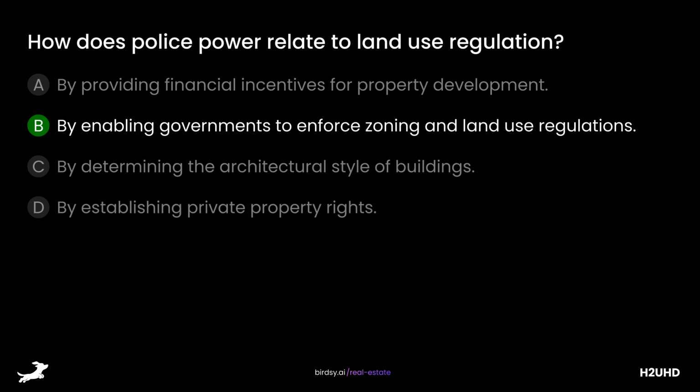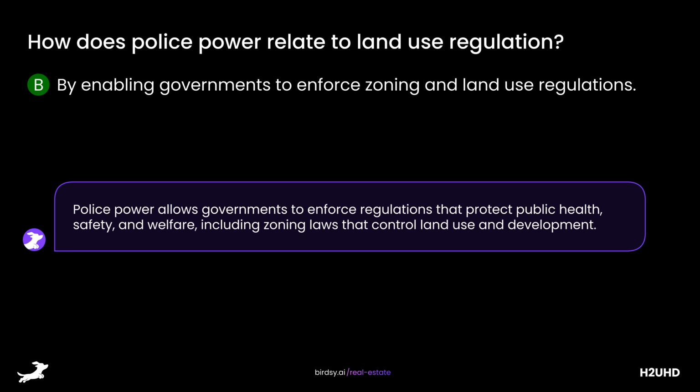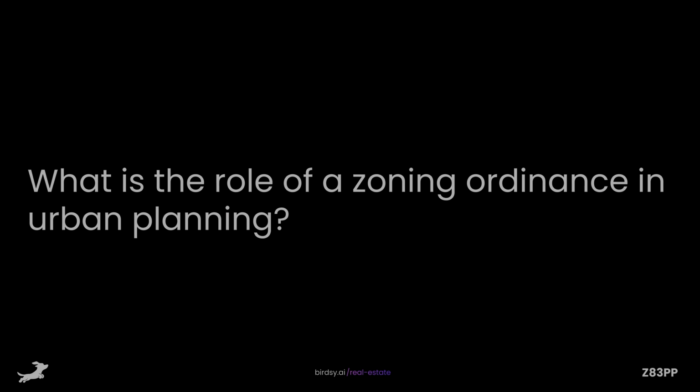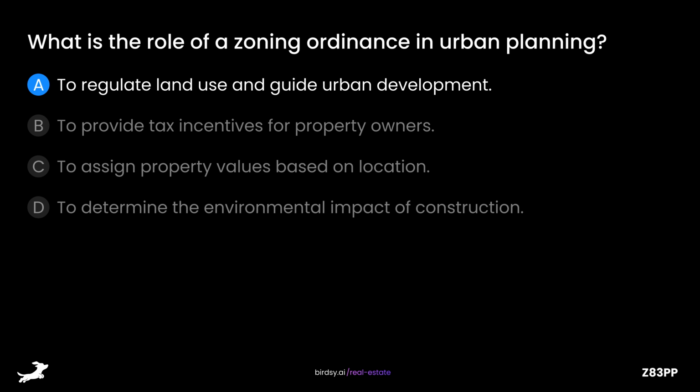The answer is B, by enabling governments to enforce zoning and land use regulations. Police power allows governments to enforce regulations that protect public health, safety, and welfare, including zoning laws that control land use and development. What is the role of a zoning ordinance in urban planning? Is it A, to regulate land use and guide urban development?